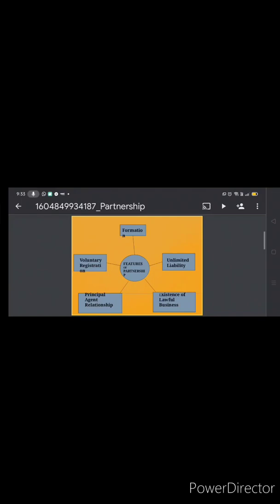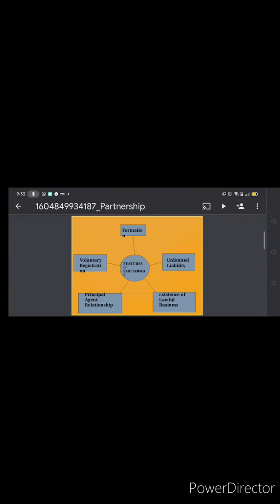Then we have existence of lawful business. No malpractices should be used when the partnership business is being carried out, like smuggling or black marketing. If such practices are followed, we cannot call this a partnership business in the eyes of law. Then we have the next feature, the principal agent relationship.